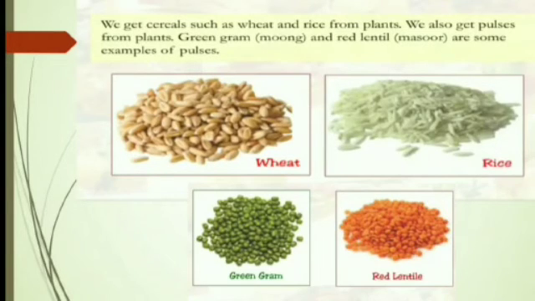Students, do you know? We get cereals such as wheat and rice from plants. We also get pulses from plants. Green gram and red lentil are some examples of pulses. Students, green gram is also called moong and red lentil is also called masoor.